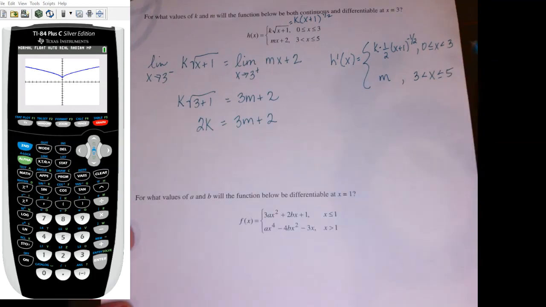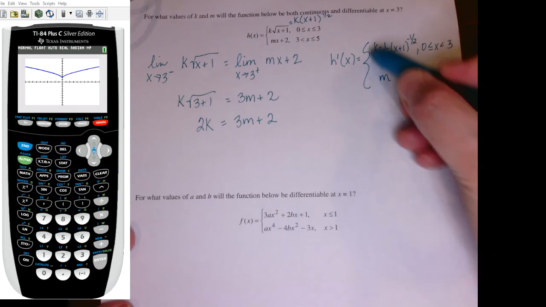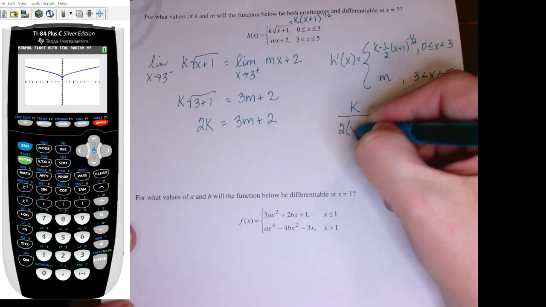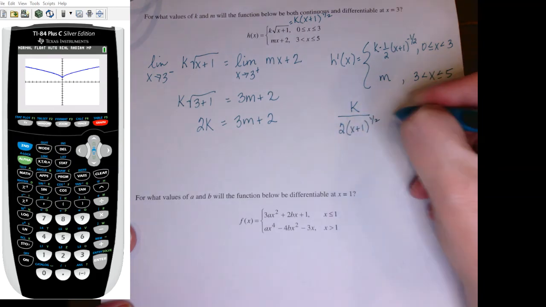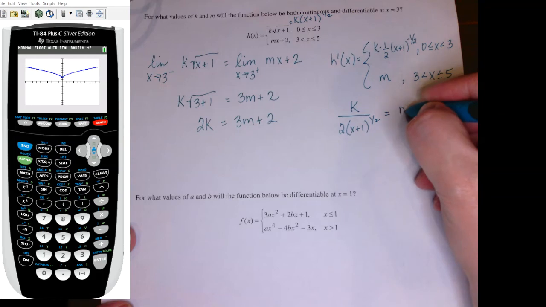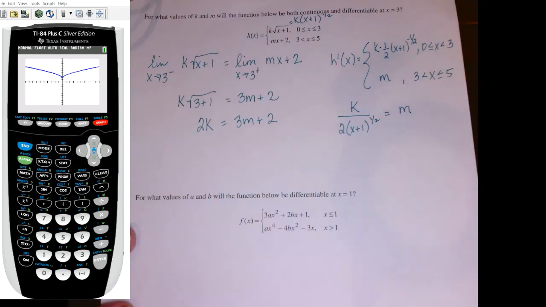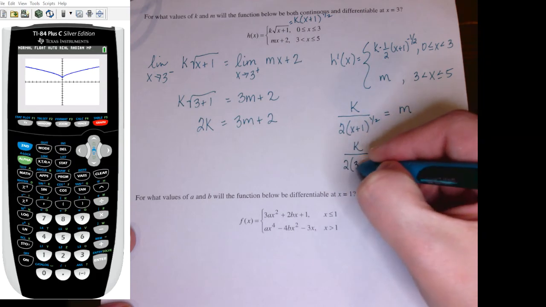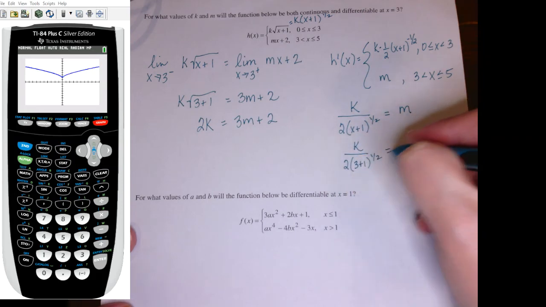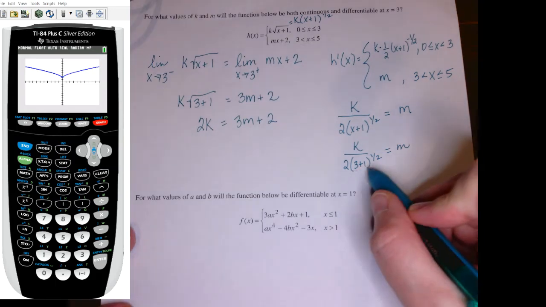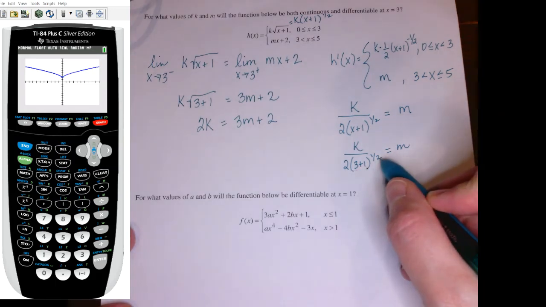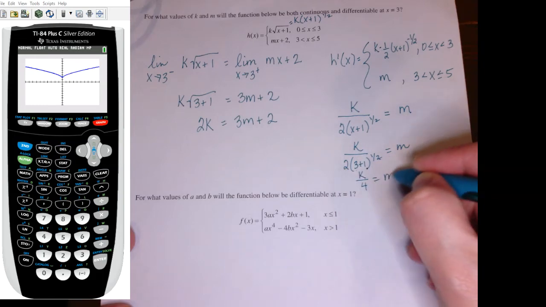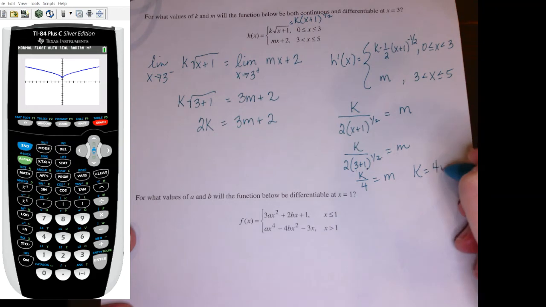So now I know in order for this to be differentiable, this first piece, which I'm going to write as k over 2 times (x plus 1) to the 1/2, must be equal to m when x is 3. So let me put the 3 in there. 3 plus 1 is 4, to the 1/2 power is 2. 2 times 2 is 4. So I've got k over 4 equals m, or k equals 4m.